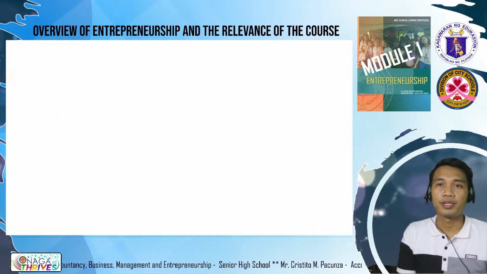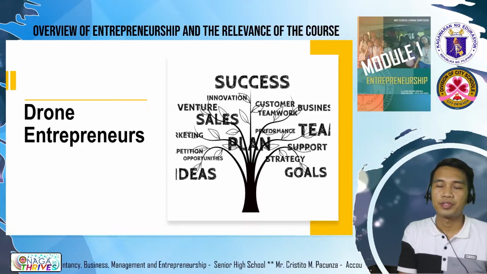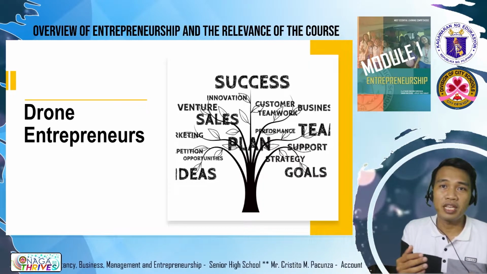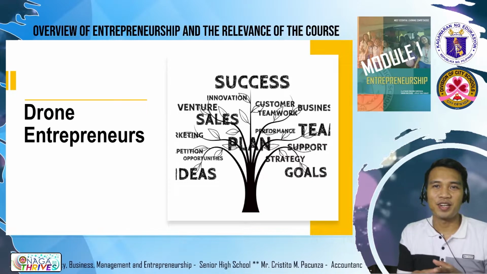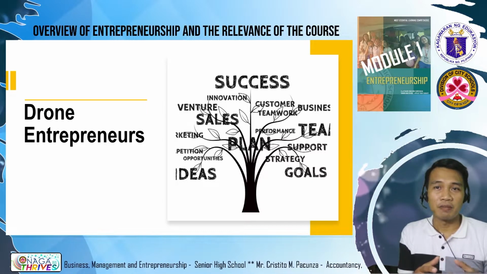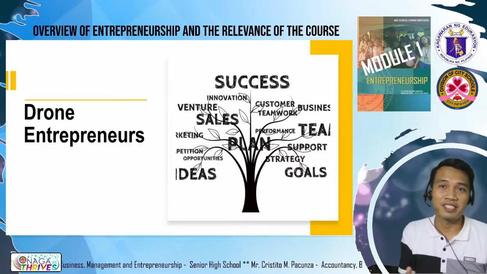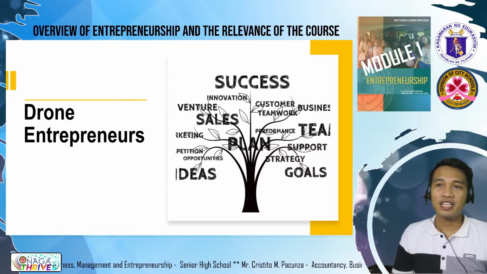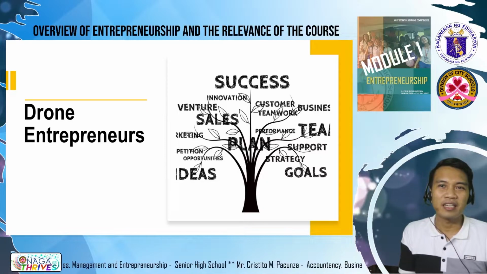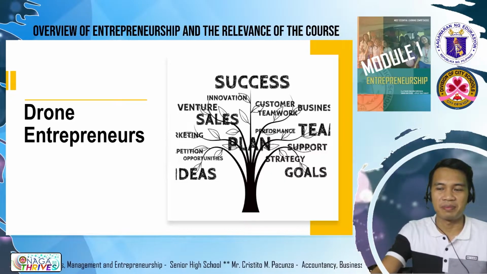Number four, drone entrepreneurs. A drone is a person who lives on the labor of others. Drone entrepreneurs are those individuals who are satisfied with the existing mode and speed of business activity and show no inclination in gaining market leadership.